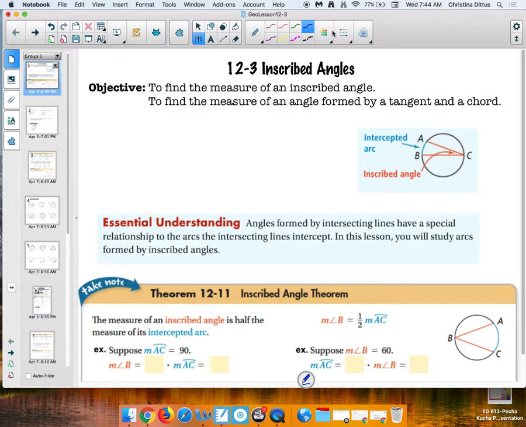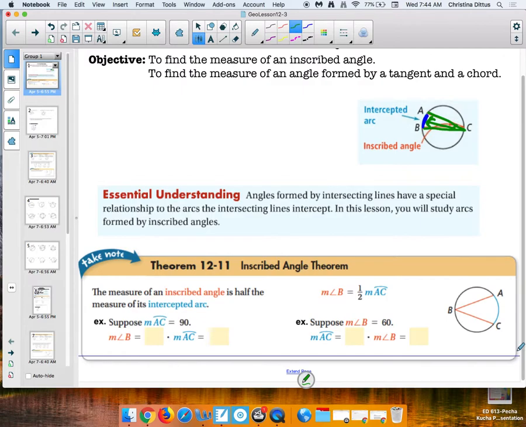Okay. So we have this thing called an intercepted arc and an inscribed angle. Arcs are always on the outside of our circles. They're part of our circle. And angles are on the inside. So this angle right here makes up this arc. I kind of think about it like if I bring this angle out, it makes up that arc. This little theorem down here says the measure of an inscribed angle is half the measure of its intercepted arc.